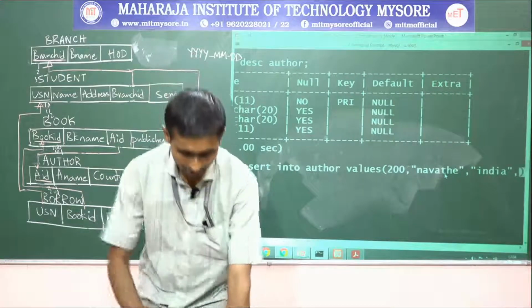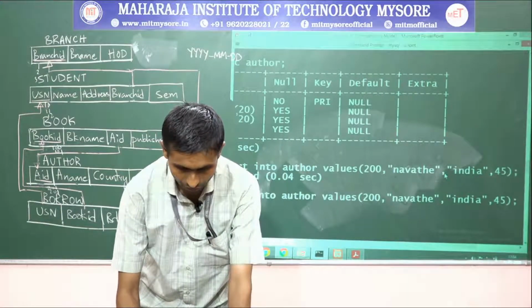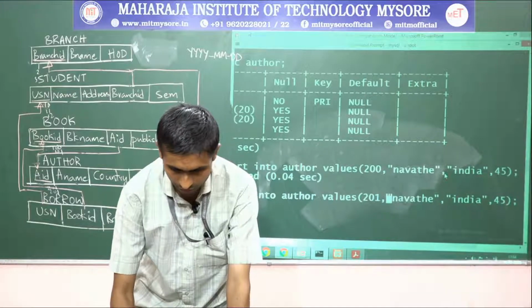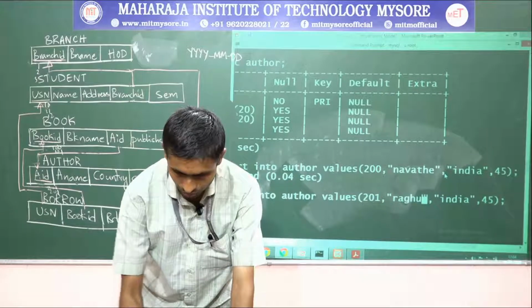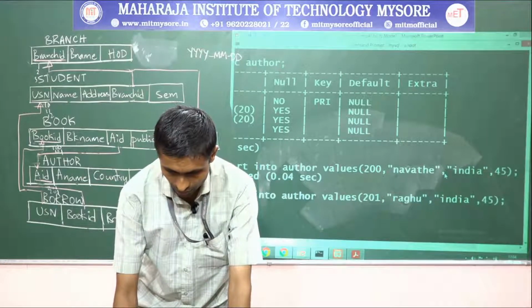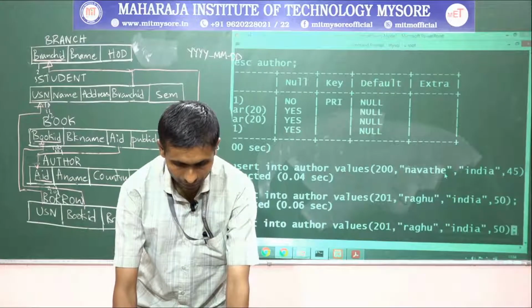Age, let me call by name some 45, enter. Let me go with adding a few more values, 201. So the author name is some Raghu. He also belongs to India with some age, let me call by name some 50, enter.